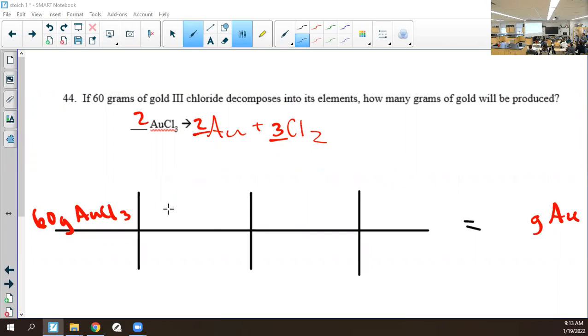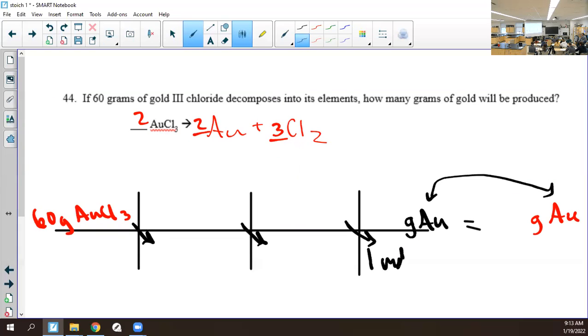Here we go. I should know that those will match. These will match. Those will match. And these units will match. So hey, just for fun, I'll just start at the back. If I'm solving for grams of gold, I'm going to put grams of Au. And then tell your partner, every time you write grams, it's going to be tied to what? 1 mole of the same thing.